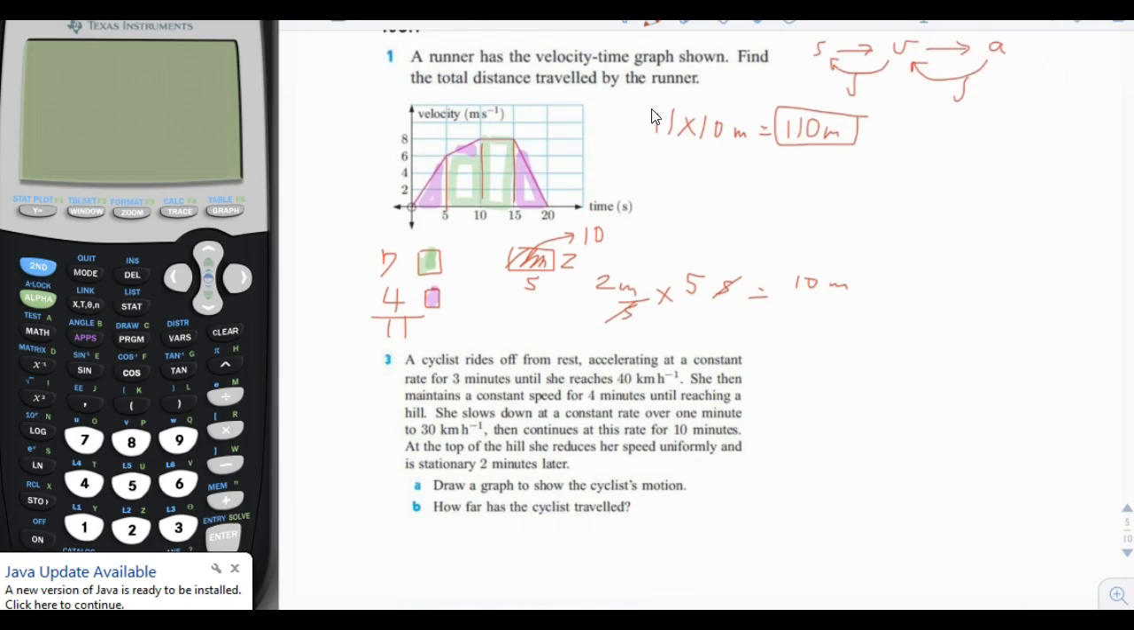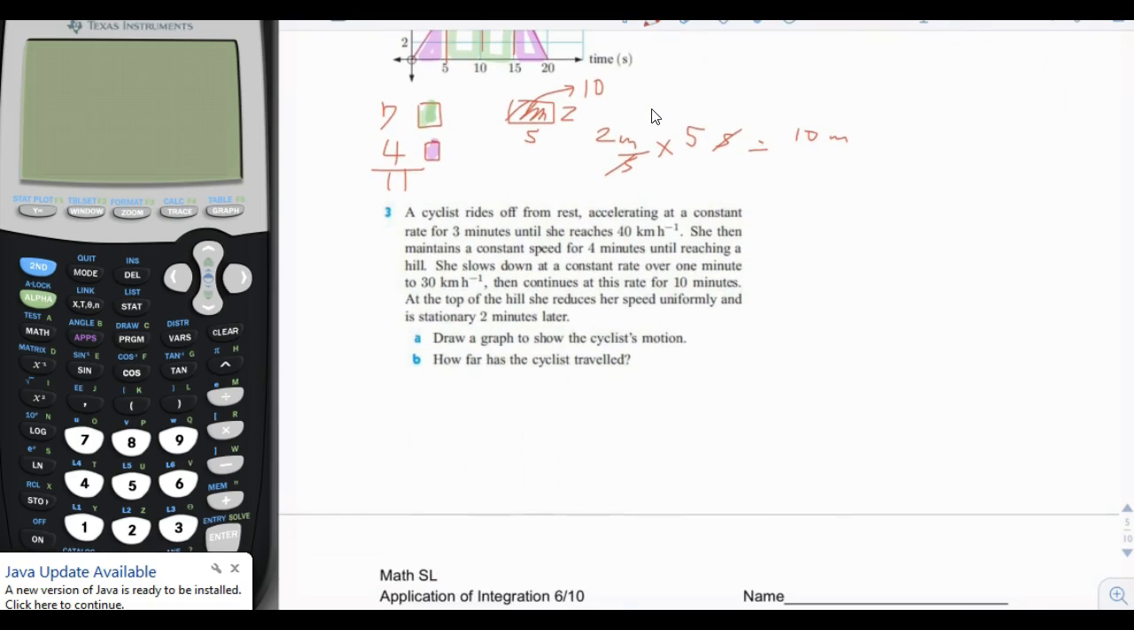Okay. Number 3. A cyclist rides off from rest, accelerating at a constant rate for 3 minutes until she reaches 40. Okay, so what would that look like? It would look like starting at 0, because it rides off from rest. Rest is 0.